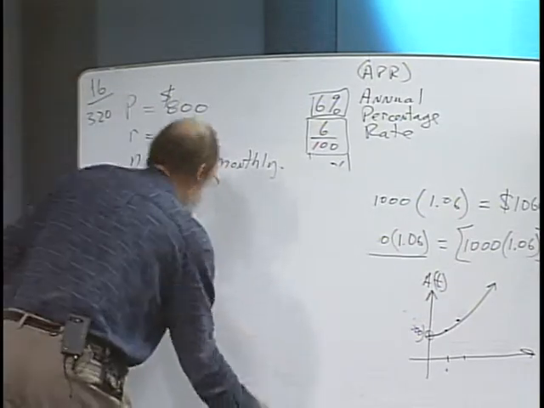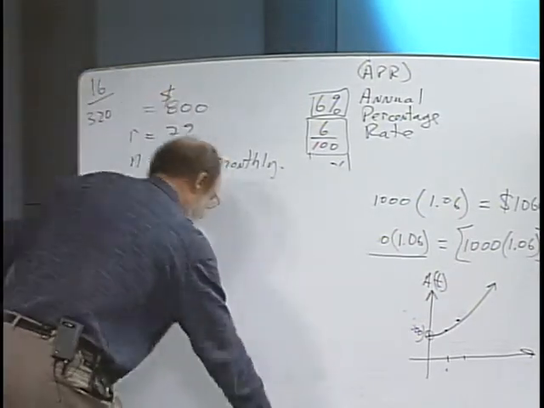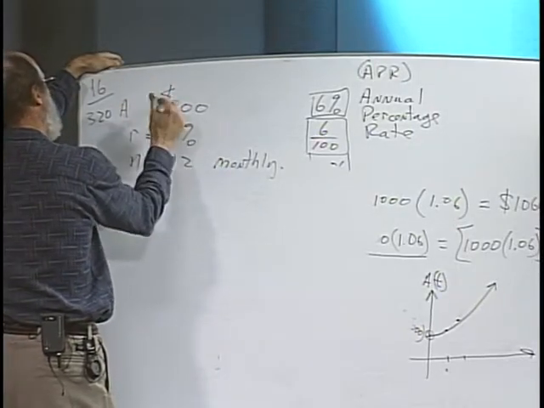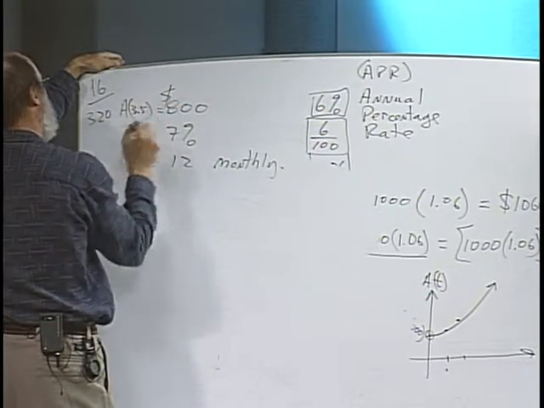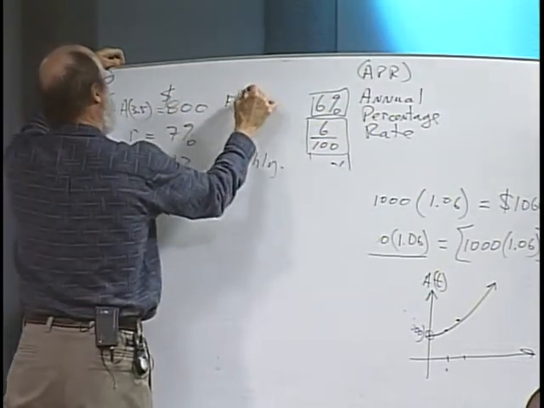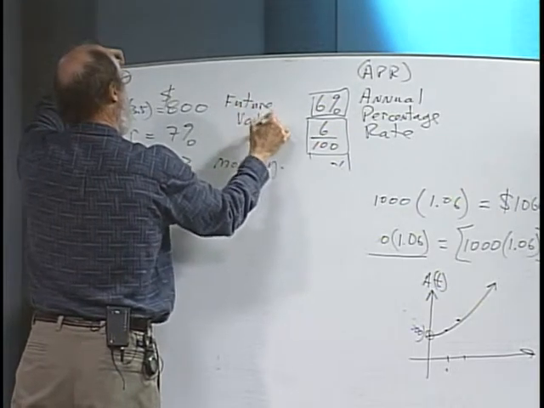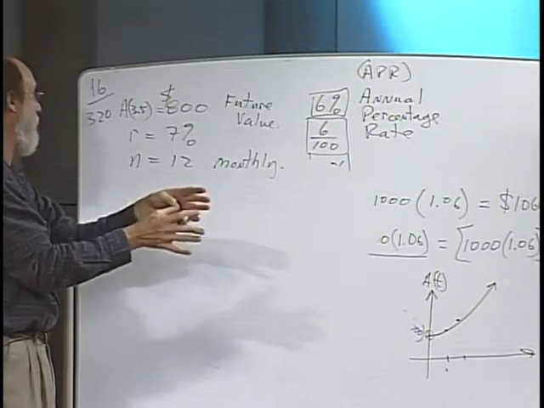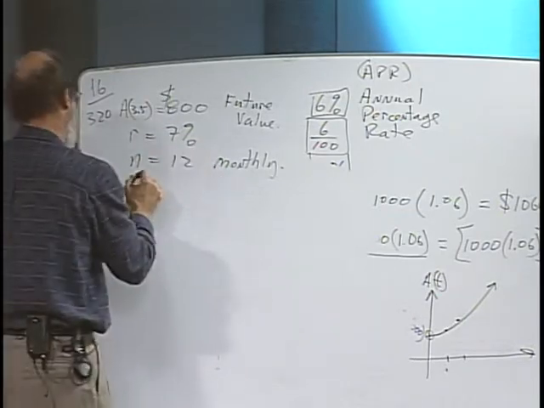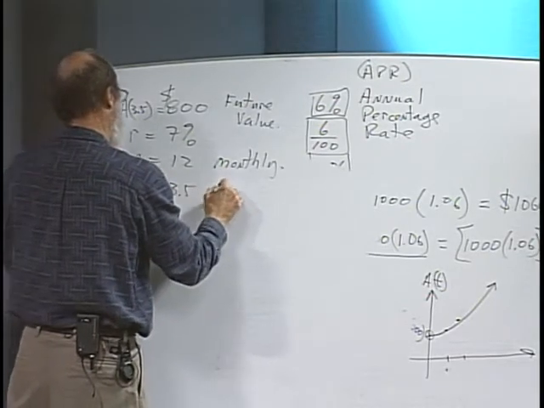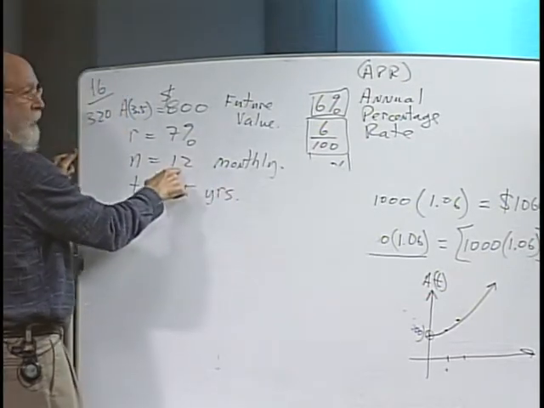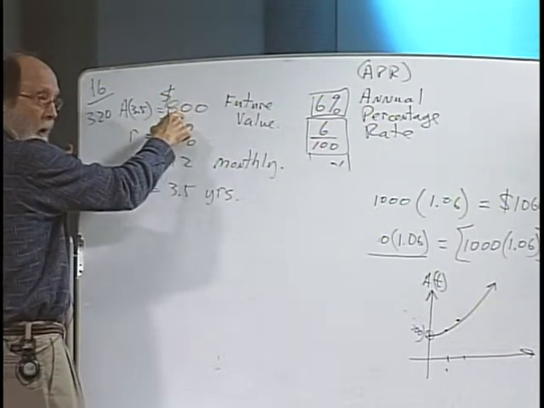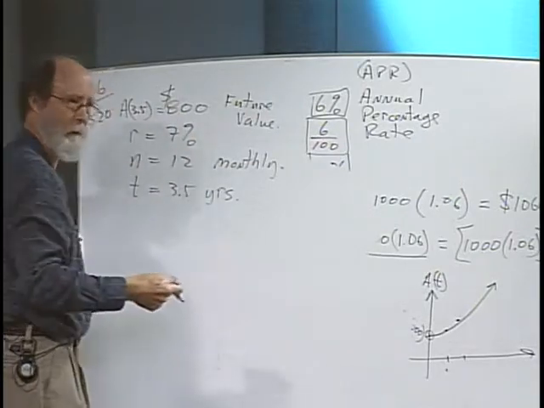We want to have this value at 3.5 years. So this is our future value. In other words, we need to put aside a chunk of money so that in 3.5 years, compounded monthly at 7%, we end up with $800 available. Maybe to go take a trip or something like that.